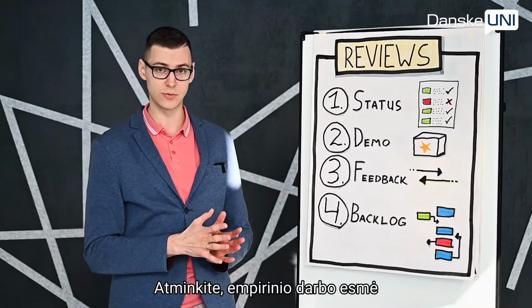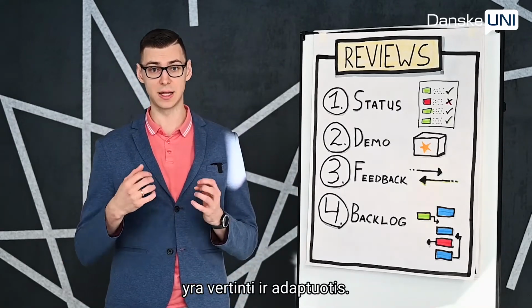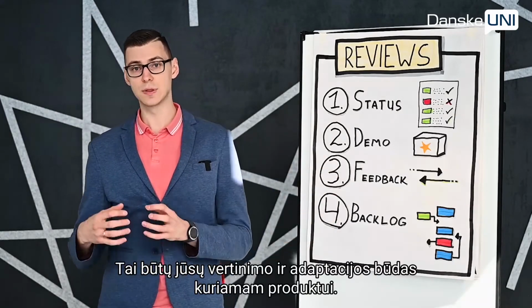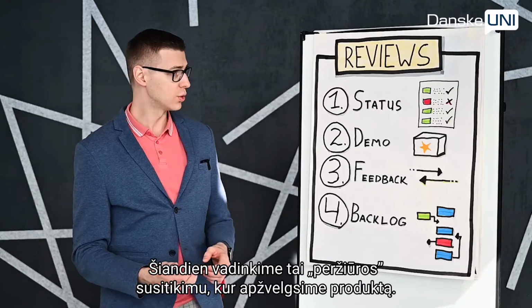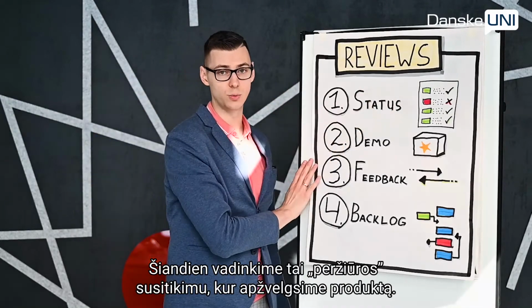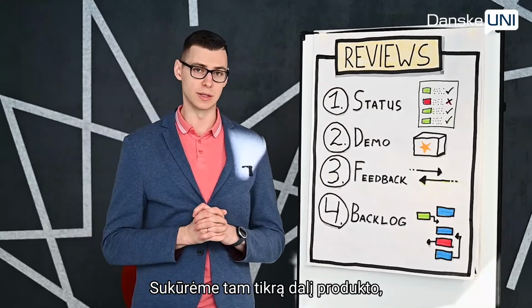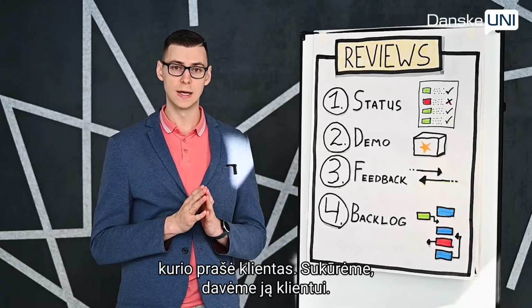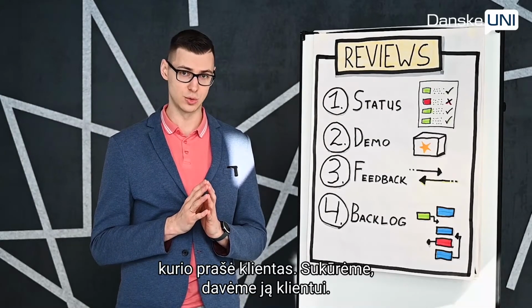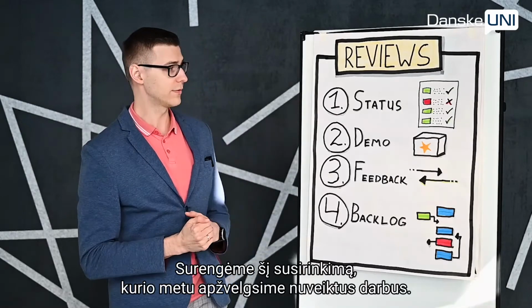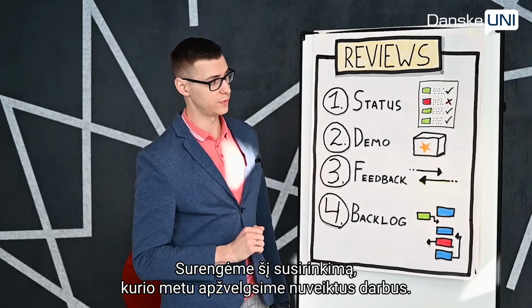Remember the essence of the empirical way of working: inspecting and adapting. So this would be your way to inspect and adapt the product you create. So let's today call it a review meeting where we review the product we created. We created some sort of increment, some small portion of a product that your client asks for. So we finish the iteration, we want to give it to him. We have this gathering where we will review it.